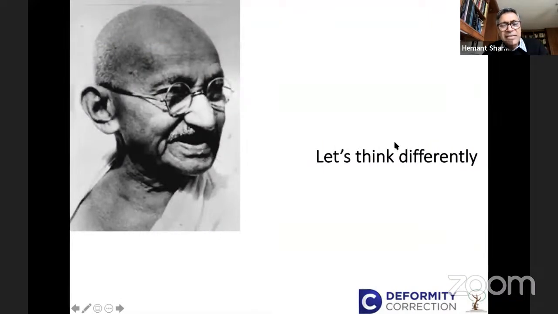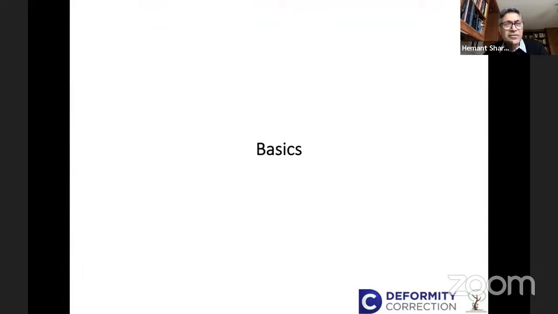So let's look at things differently. We don't need to follow the usual regime of drawing straightforward lines. If we look at things slightly differently, then we make things easy for ourselves. So look at some basics.